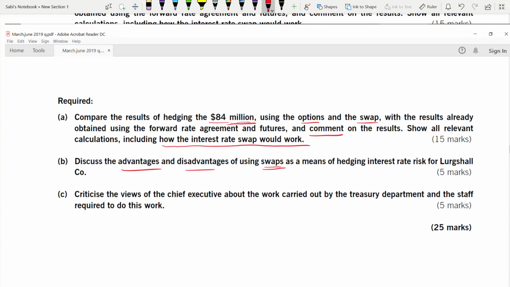Criticize the view of the chief executive about the work carried out by the treasury department and the staff required to do this work. Now, even though we know about treasury department and all, the question keeps repeating, but the question might be different. This is a little bit different question. So I had a little bit of difficulty in part C. But I never leave anything incomplete. I tried to do the maximum I could.